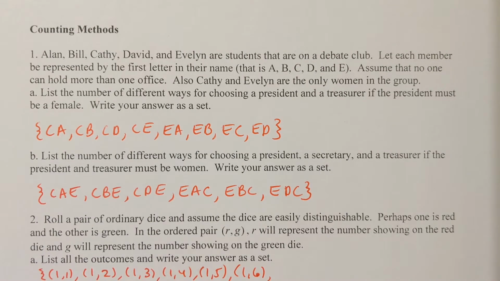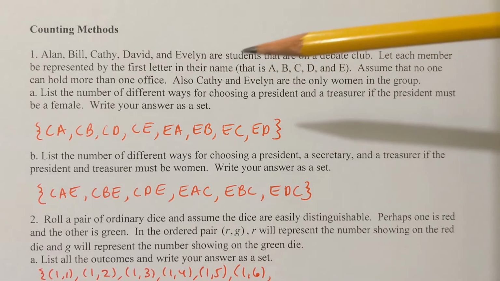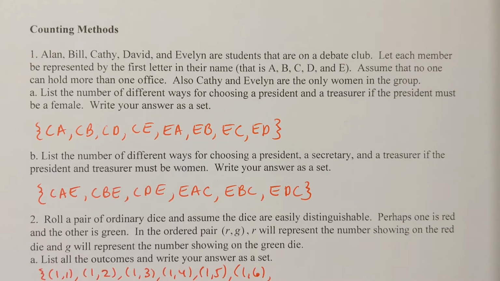Okay, so this is chapter 10. We're going to start counting methods. And problem 1 says that Alan, Bill, Kathy, David, and Evelyn are students that are on a debate club.